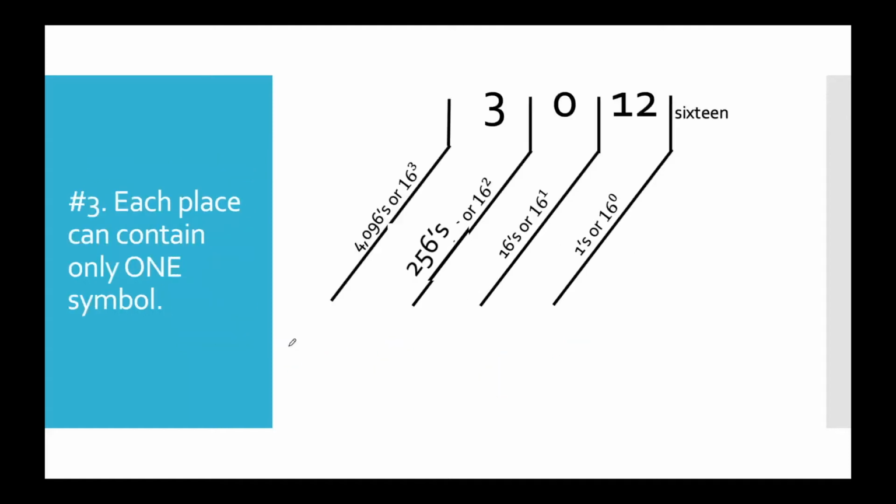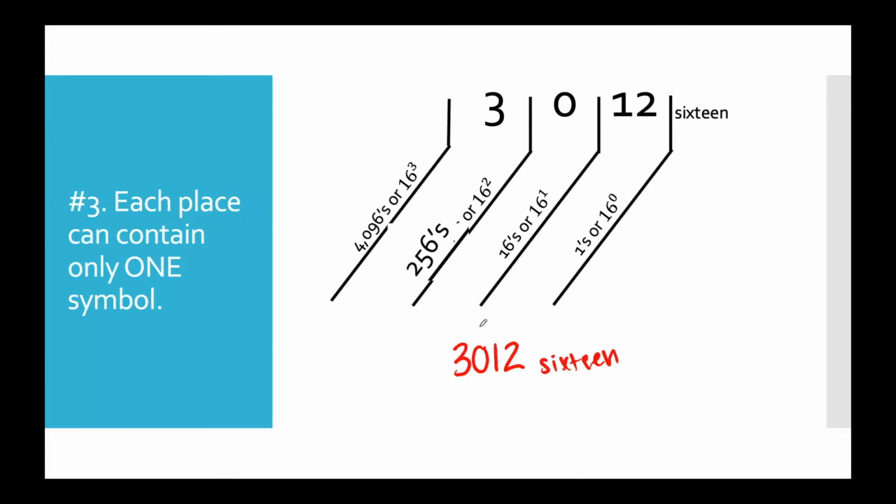Number 3, each place can contain only one symbol. This is really important in base number systems larger than 10. When we talk about base 16, if we had a number that had a value of 12 in the ones place, 0 in the 16's place, and a 3 in the 256's place, it would be incorrect to write the number like so. This is because I have two symbols in one place value. I have a symbol of a 1 and a 2 in the ones place.